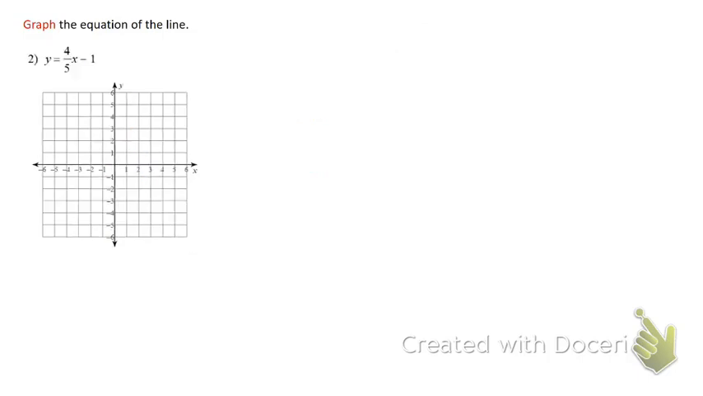Let me do another example. All right, this one has a y-intercept of -1. So I'm going to put a point at -1. And then my slope is 4/5. So I'm going to go up 4 and right 5 from that point -1. So from -1, I'm going to go up 4 squares: 1, 2, 3, 4. And over 5 squares: 1, 2, 3, 4, 5.